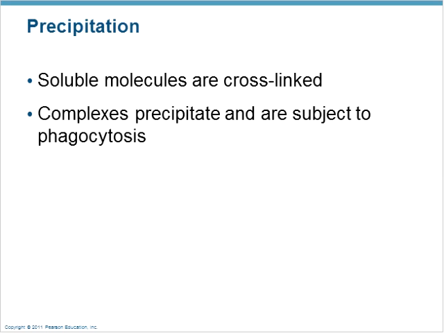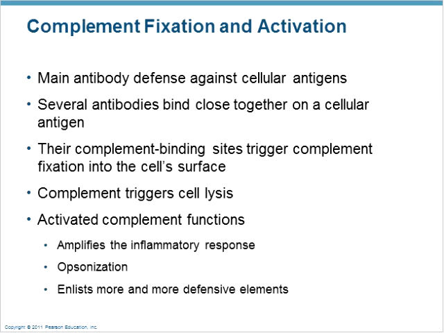There's precipitation, where soluble molecules are cross-linked. That's where the complexes precipitate and are subject to phagocytosis. So it causes the cells to precipitate this complement, if you will, and then what happens is it gets eaten by the phagocytes, the macrophages and neutrophils.